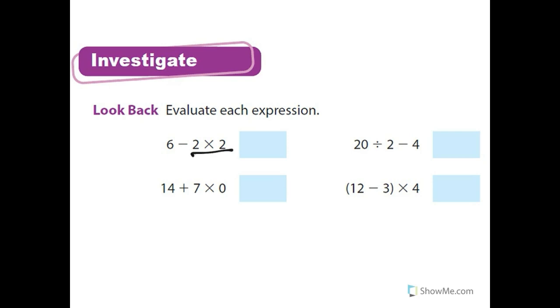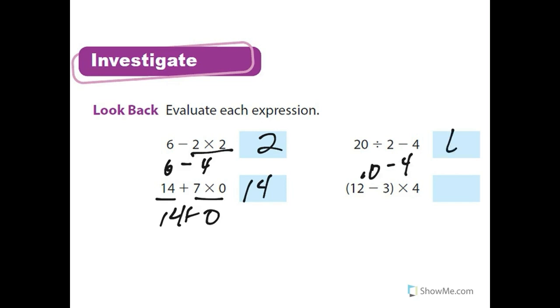So 2 times 2 is 4. 6 minus 4 is 2. 7 times 0 is 0. So 14 plus 0 is 14. 20 divided by 2 is 10. And 10 minus 4 is 6. 12 minus 3 is 9. Remember, we do parentheses first. And 9 times 4 is 36.